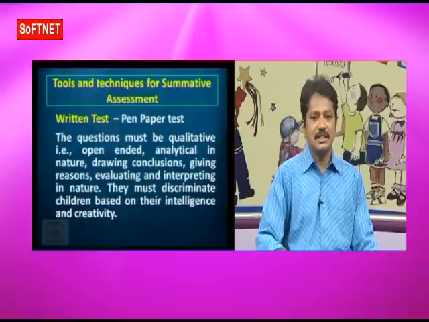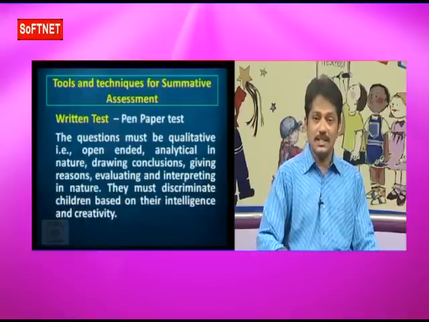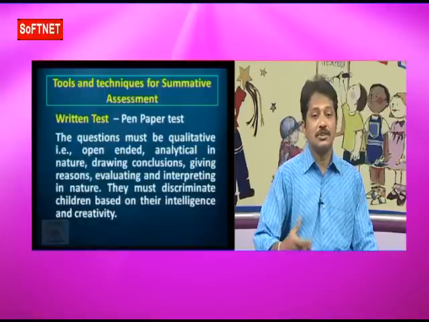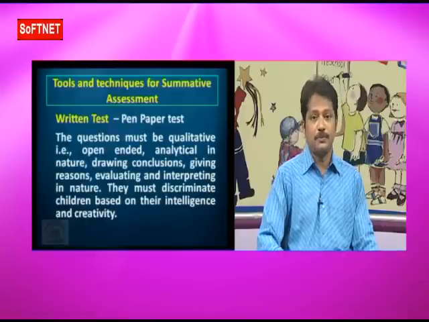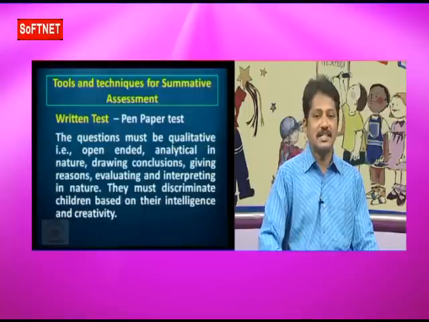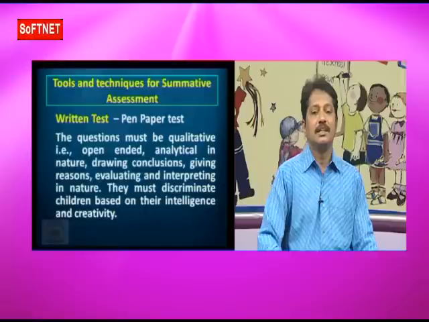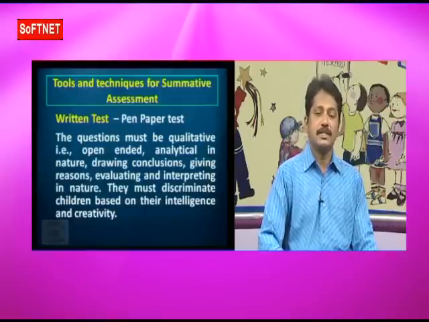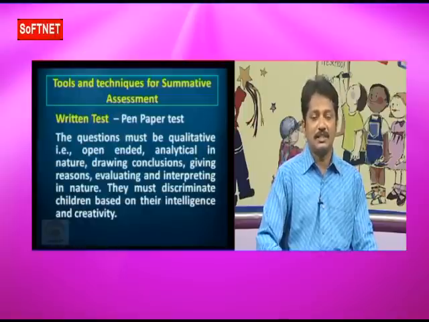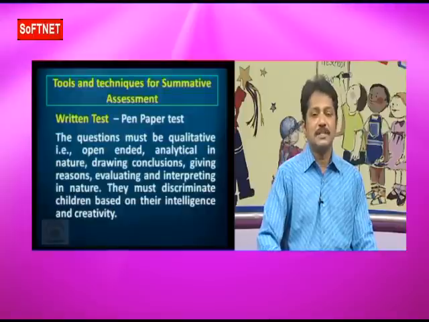Okay. Now, coming to the written test, the questions must be qualitative, which is very important. Here quantity is not considered. It should be qualitative, open ended, analytical in nature, drawing conclusions, giving reasons, evaluating and interpreting in nature. They must discriminate children based on their intelligence and creativity, and this is the most important. You understand that the paper is based on two areas, as I just said: one is the nature of questions and the other is academic standards. You know that mathematics has 5 academic standards: the first is problem solving, the second is reasoning and proof, the third is mathematical communication, the fourth is connections, and the fifth is representation and visualization.